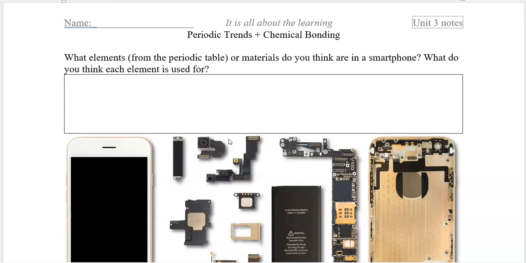All right, let's start with something to get us a little curious. So what elements from the periodic table or materials do you think are in a smartphone? And what do you think each element is used for? Go ahead and take a little time on your own first, maybe a minute or 2, and then compare with your partners and cold call on people, call whole class, have a little whole group discussion.